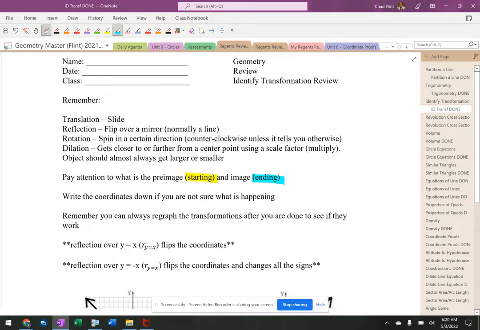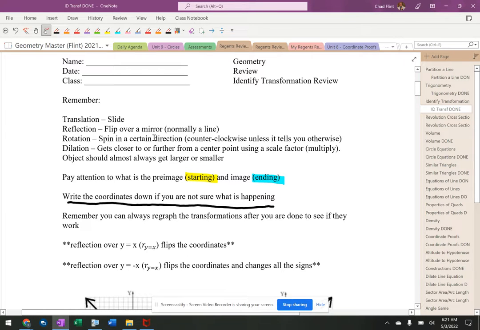And then the other thing you can do is you can always write the coordinates down and look at them. All right. So write the coordinates down and look at them and be like, okay, oh yeah, they're all multiplying by 2, or, oh, they're all becoming negative, whatever the situation is. All right. And if you're unsure, you should take a piece of graph paper and re-graph the transformation when you're done to see if it actually worked or not. All right. That's usually a really, really good thing to do.